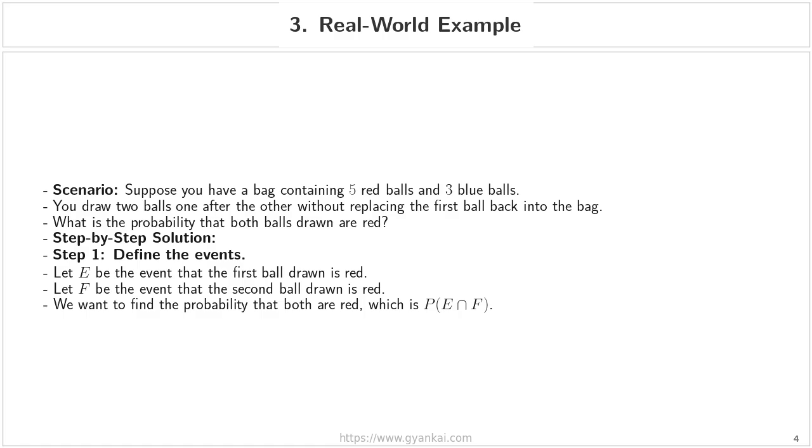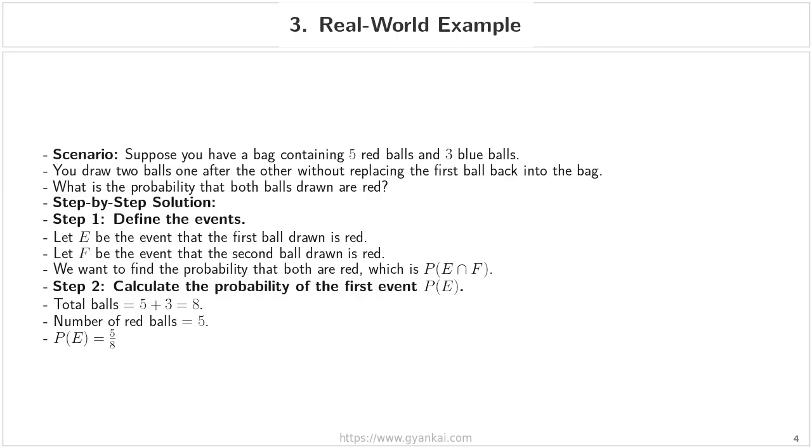Let's let event E represent the first ball drawn being red, and let event F represent the second ball drawn being red. Since we want to find the probability that both of these events happen together, we are looking for the joint probability, which we write as P of E intersection F.